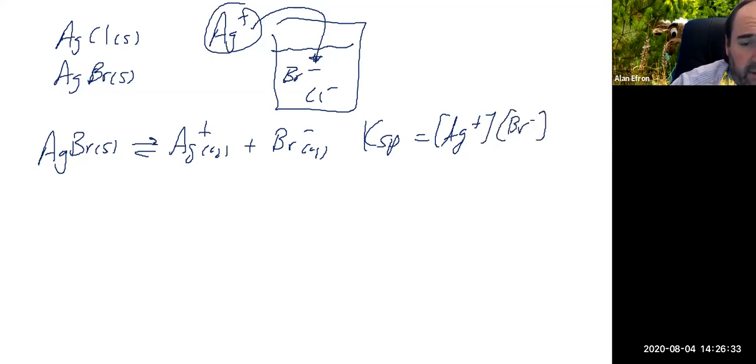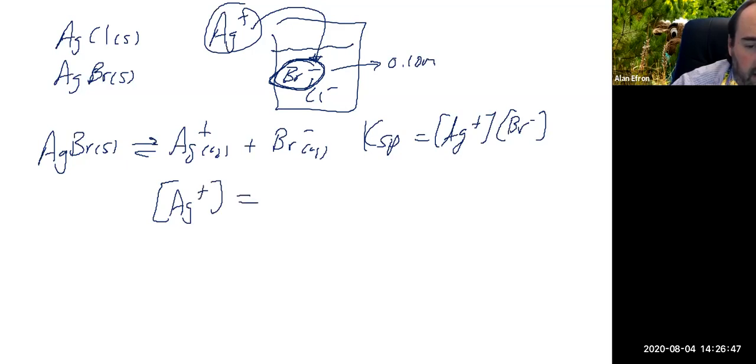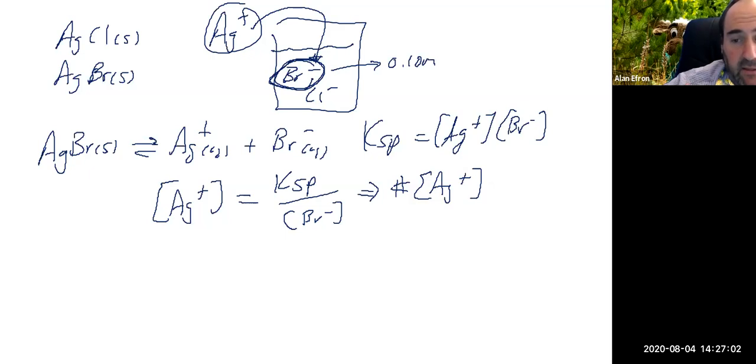And again, if you knew what the concentration of your bromide ion was, and I think in the example we did, it was like 0.1 molar or something of that nature, you could use this expression, really just rearrange for the silver concentration, and it would equal the KSP divided by the bromide concentration. And the number that you would get here when you use the correct numbers would be the minimum concentration of silver that you would need to start to see silver bromide precipitate out.